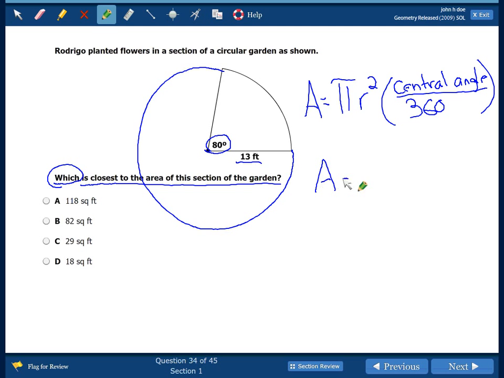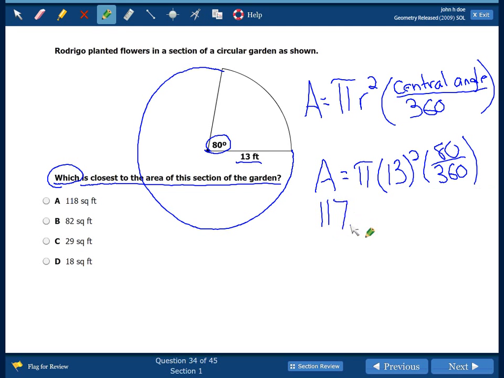So the area is just going to be equal to pi times 13 squared times 80 over 360. So when we type that in our calculator, we get 117.984, and it goes on forever. So you should see that that's closest to A, 118.